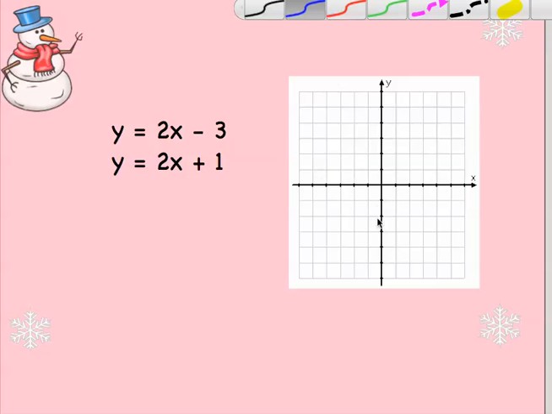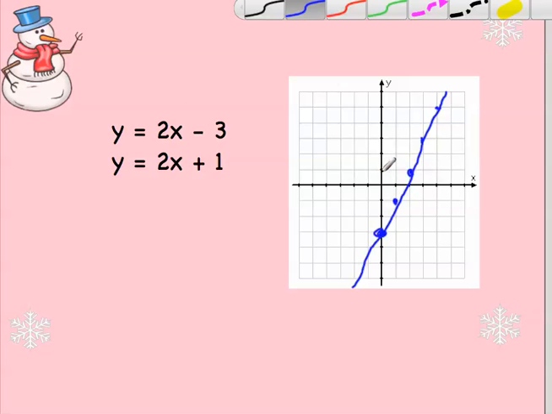y equals 2x minus 3. We're going to start down here at negative 3, and the slope is positive 2. So we rise 2 and run 1. Remember, slope is always a fraction, 2 over 1. Sketch our line. You'd probably want to try to use a ruler. I can't really do that when I'm doing this on the computer.